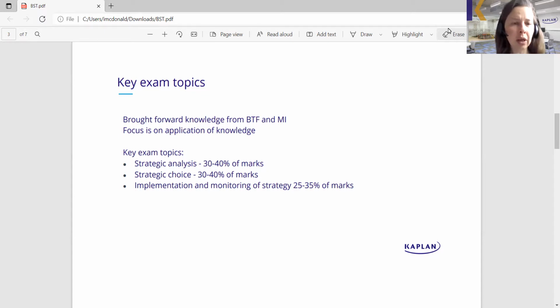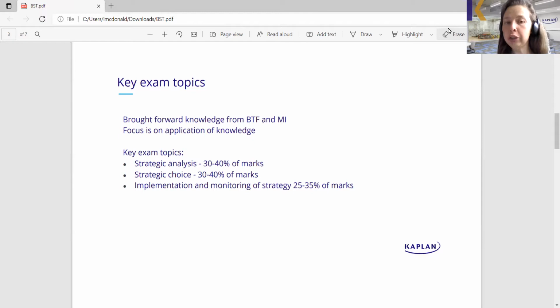In terms of key exam topics, students often ask what will come up in the exam, but unfortunately, the BST examiner is unlikely to oblige by giving you a clear set of things that will get you through. As a general rule of thumb, there are 3 areas that you are likely to see in the exam. The topic of strategic analysis is awarded about 30 to 40% of available marks. So here, many of you will rejoice when you think about PESTEL, macroeconomic analysis, or Porter's 5 Forces, for example.